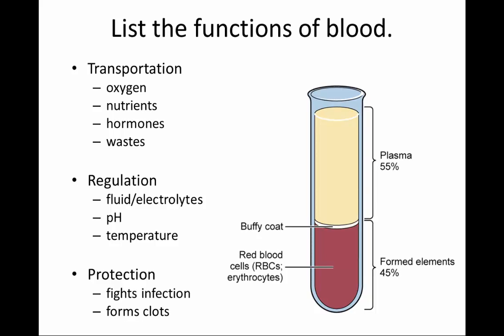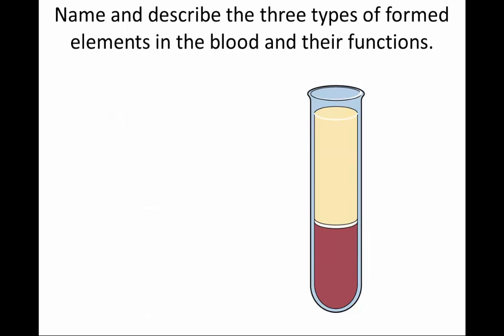We've been talking about various cells that you find as the formed elements within the formed element region marked here, and the buffy coat as well. But let's actually name and describe each type and discuss their functions. Before we do, let's remember that the formed elements come from the lower portion of our blood sample here.